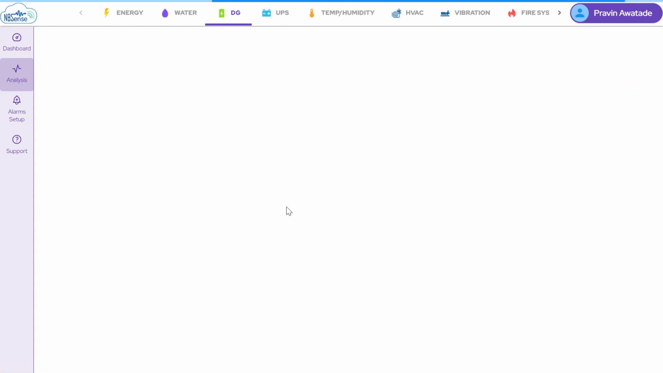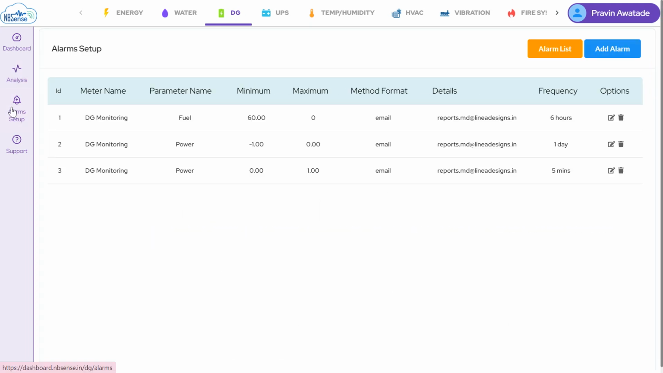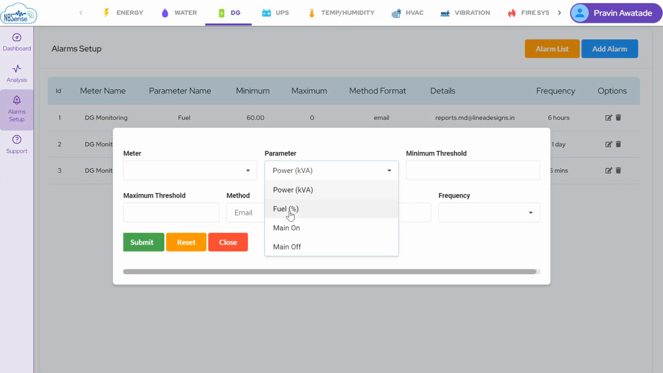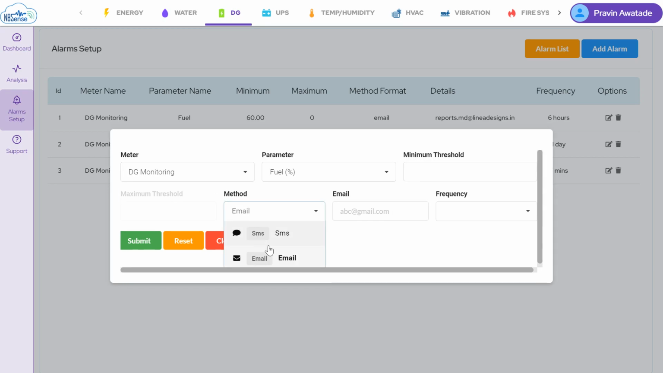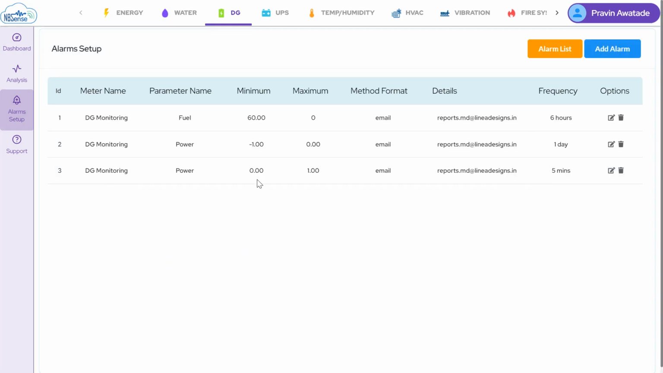Again, there is analysis, where we can select the working parameters such as power, fuel level, and so on. Then the alarm setup: if we want to create an alarm for any parameter like running hours or fuel level, we set a minimum and maximum, and then we will get an email or SMS, whichever way we selected. So this is about diesel generator monitoring. This is really a problem-solving product in the industry.